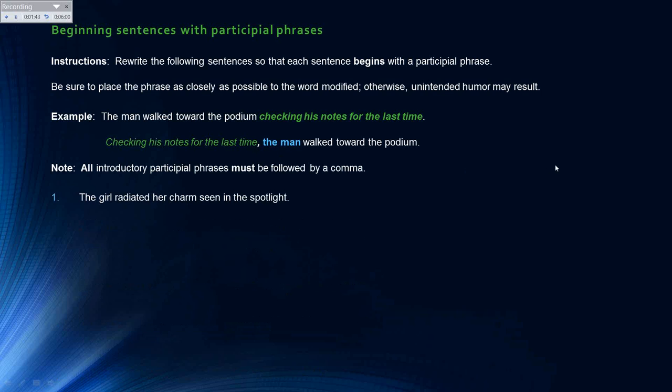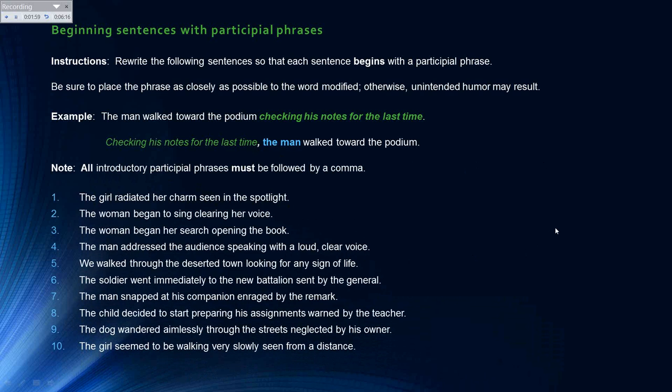What you're going to do now is to rewrite these sentences. Take the participial phrase. It doesn't modify charm, it modifies girl, so let's move it over there so that it's next to girl. And your sentence would say, seen in the spotlight, the girl radiated her charm. You have several of these to do. This one is very easy. You just are simply moving the participial phrase so that it actually sits next to the word that it modifies.